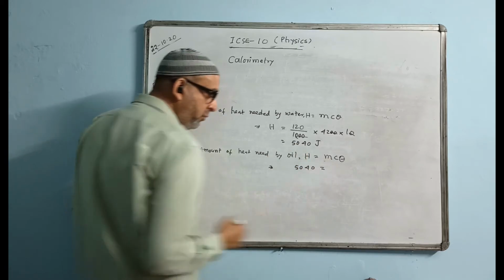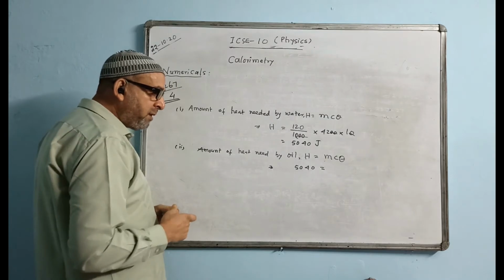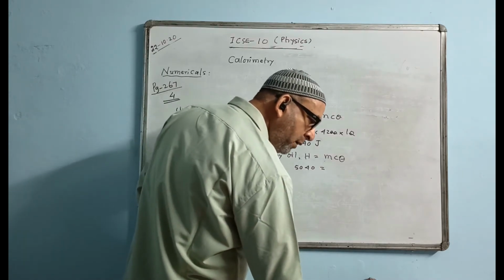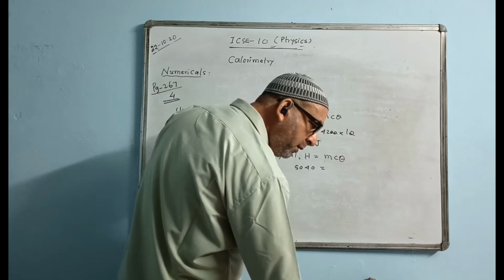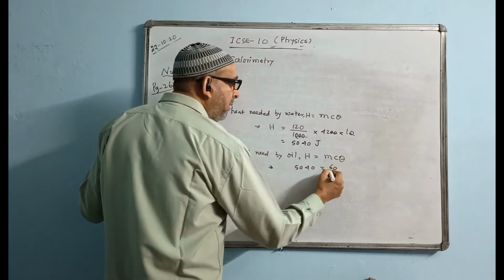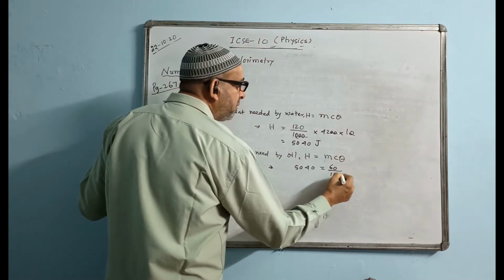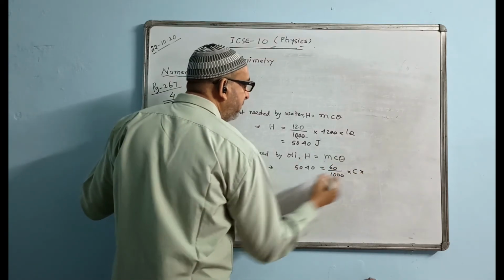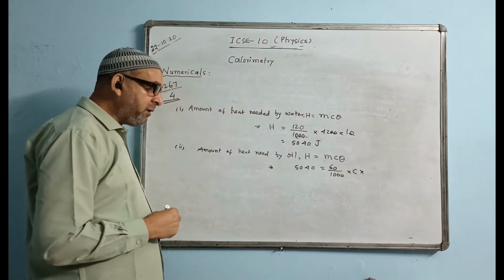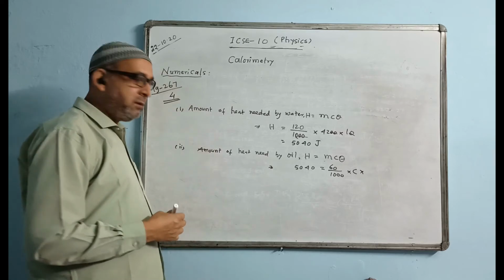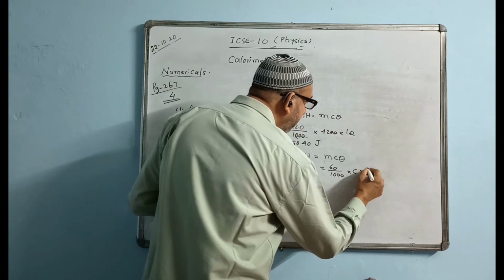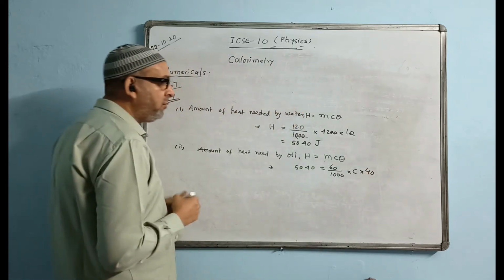5040 equal to mass. M is the mass of the oil. What is the mass of the oil given? You can see the question. Mass of the oil given is 60 gram. We'll change in kg. 60 by 1000, SI unit, into C. C is unknown. Theta is the temperature difference, and the temperature of oil is rising by how much? That is mentioned in the question. By 40 Kelvin. Write 40 here. Now calculate the answer.